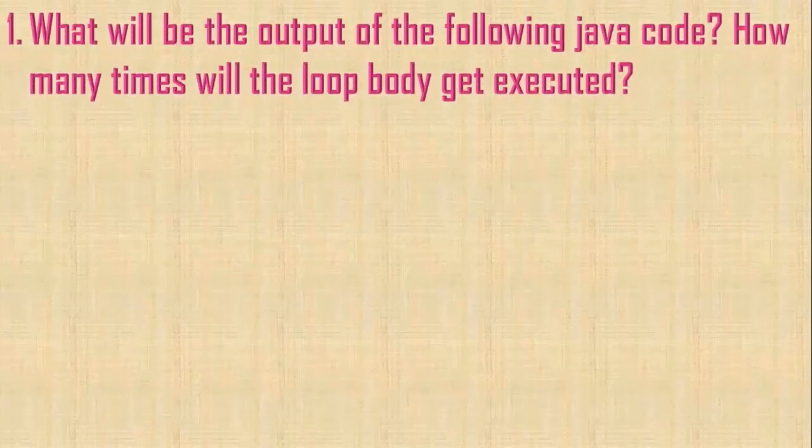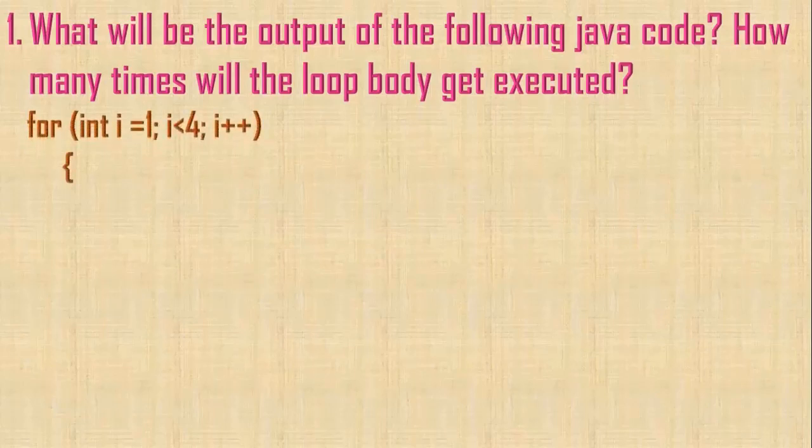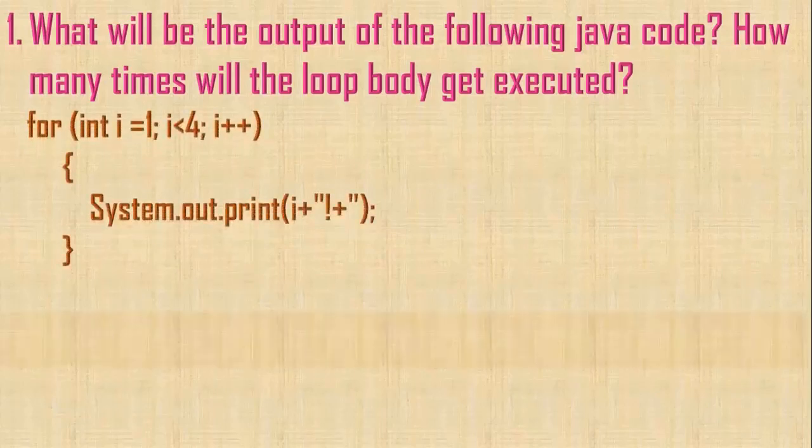First question, what will be the output of the following Java code? How many times will the loop body get executed? So here i is initialized as 1, i is lesser than 4, i plus plus. In the body there is only one printing statement, that is with only print, not println. Then i is given plus inside the quotation exclamation mark and plus is given. So both also get printed.